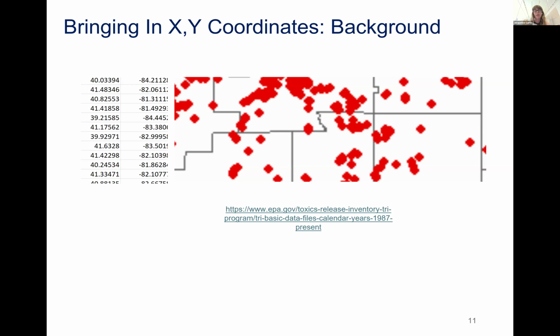One of, I think, the best practice resources for bringing in coordinates is from the Environmental Protection Agency. I have the link down here. They have something called the Toxic Release Inventory, or the TRI data set. So it's basically every business or every facility that uses a substance that is required by law to be monitored by the EPA. They are in this data set.